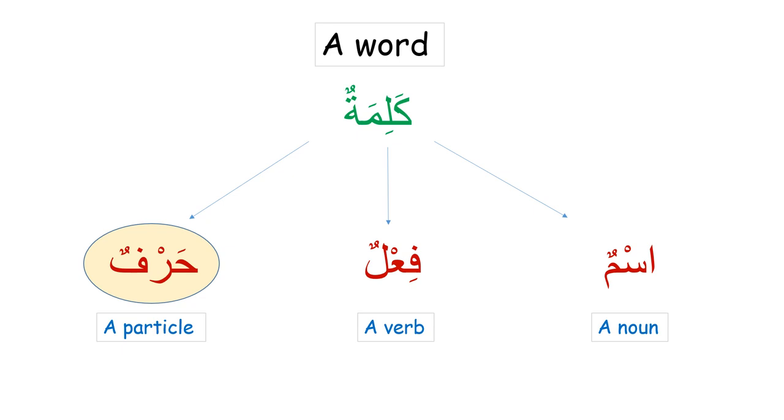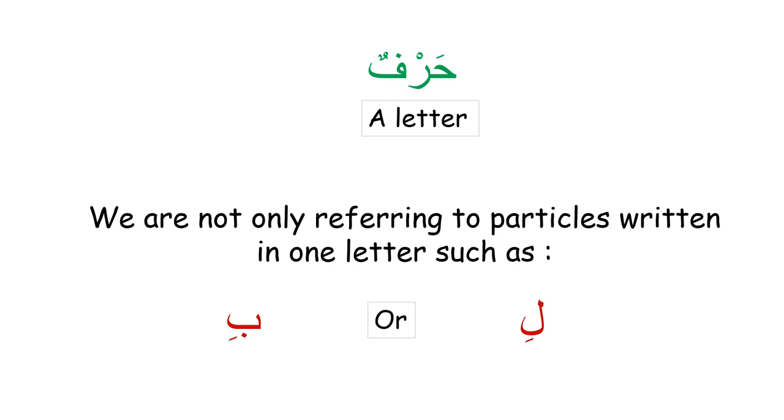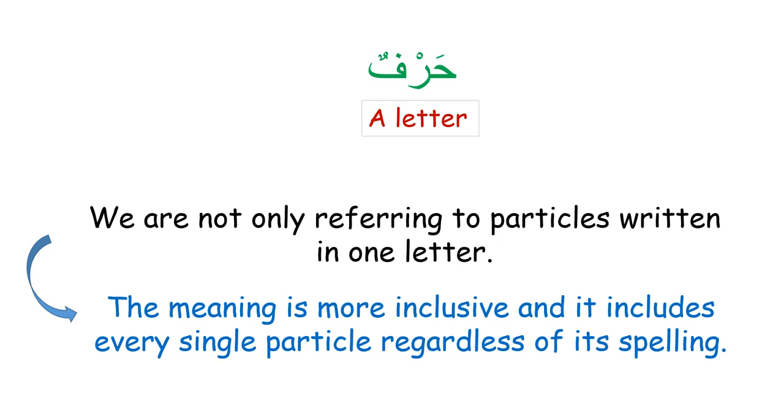On the other hand, I also want to set the record straight when it comes to the term harf. Harf literally means a letter, like A or B. And even though we are using the term harf, this doesn't mean that we are only talking about particles written in one letter, such as li or b. The meaning here is more inclusive and it includes every single particle regardless of its spelling.